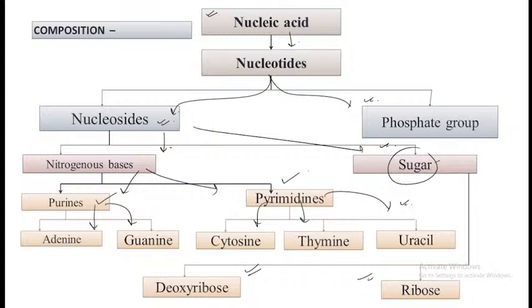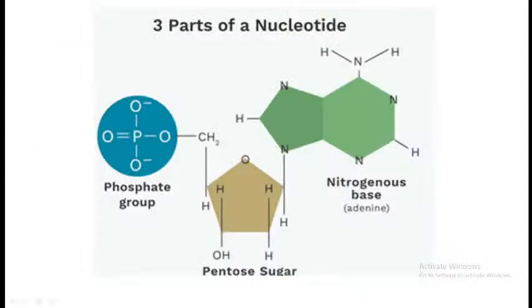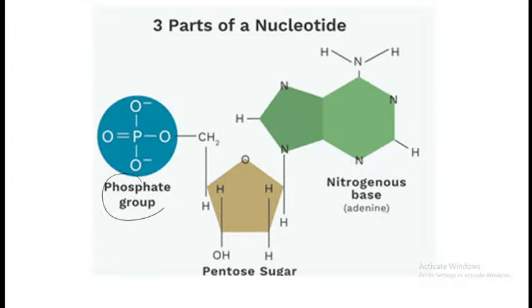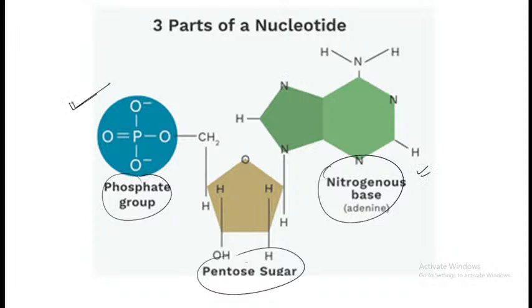Okay, let's proceed further now. Right now you have three parts in a nucleotide. What are the three parts? First one is a phosphate group, then you have the pentose sugar, then you have the nitrogenous base over there, right? So phosphate group, pentose sugar and nitrogenous base.